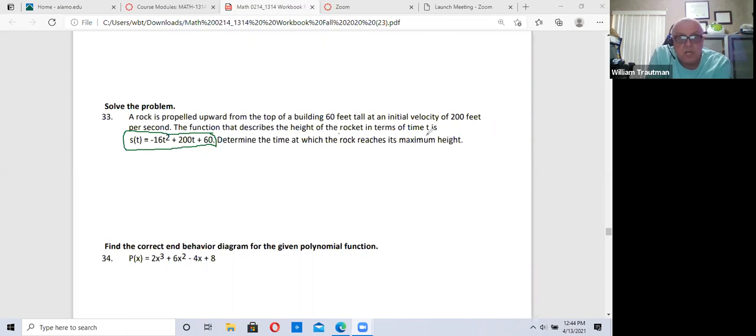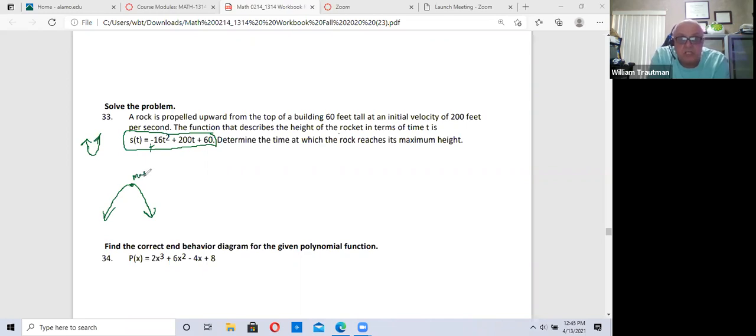Okay. So it says determine the time at which the rocket is at maximum height. First of all, there's a negative in front of this x squared. This is a regular x squared. If you put a negative in front, this is what the graph looks like. Do you see it? It has a maximum.